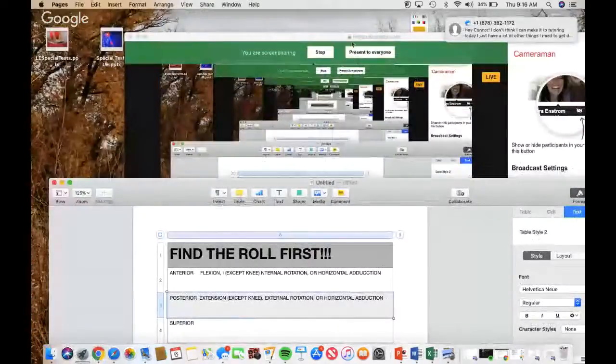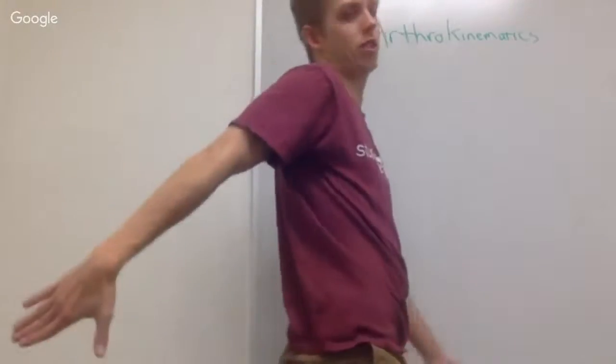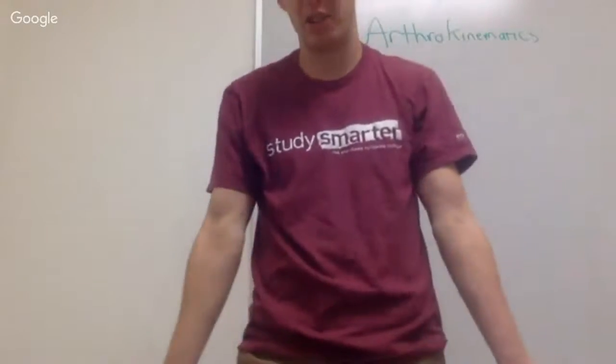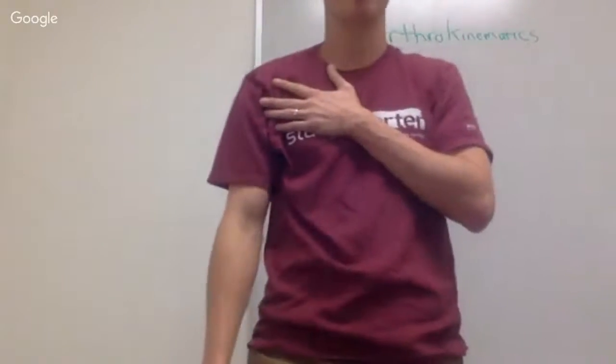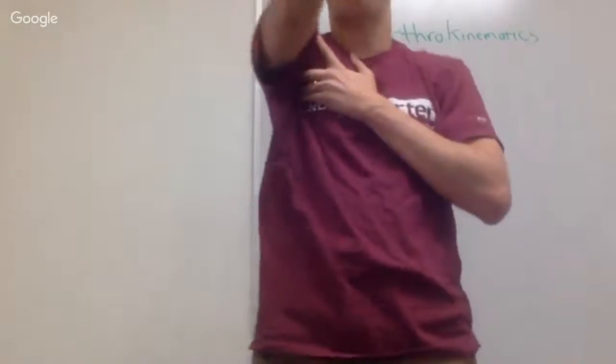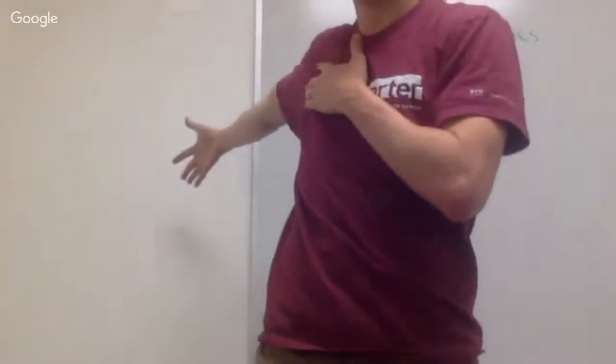Okay, stop screen sharing. So just to make a few more demonstrations, anytime you see extension of the shoulder, the elbow, the hip, anytime you see external rotation of the shoulder, external rotation of the hip, anytime you see horizontal abduction, that is a posterior roll.